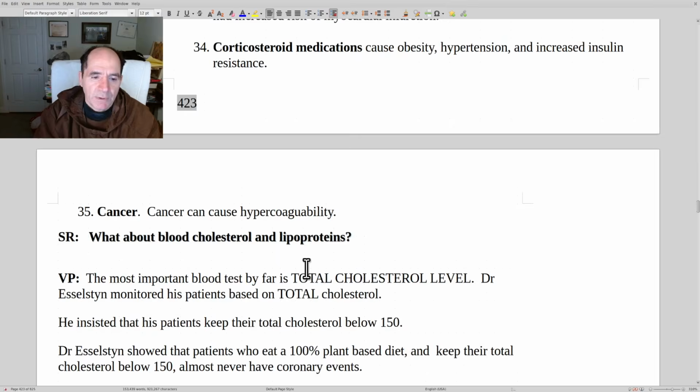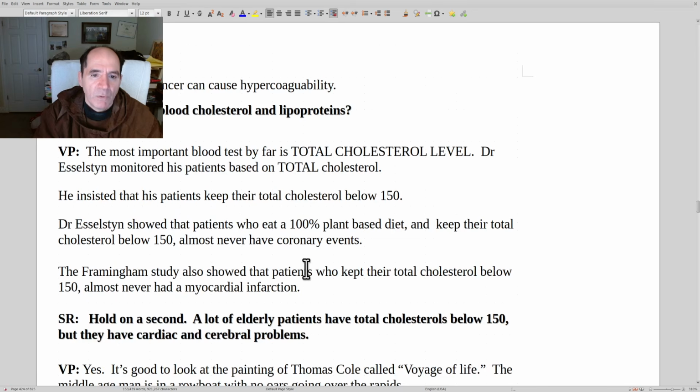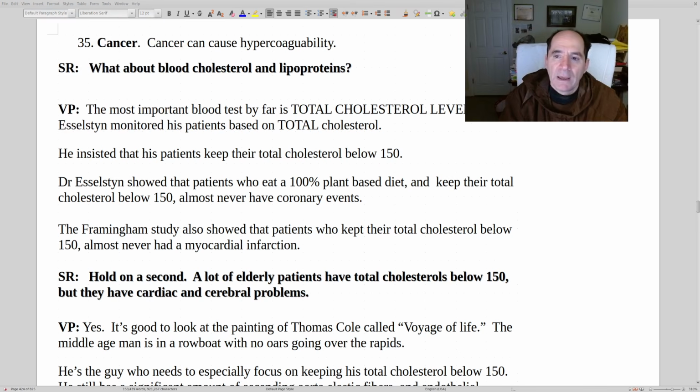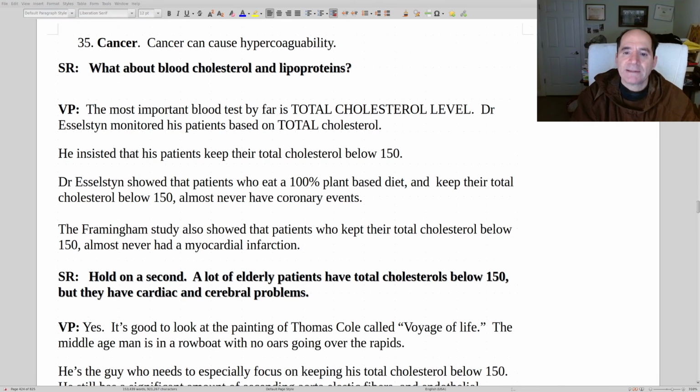Talking about corticosteroid medications. What about blood cholesterol and lipoproteins? The most important thing to know is total cholesterol. It's pretty easy to follow, and there's a lot of data on that.